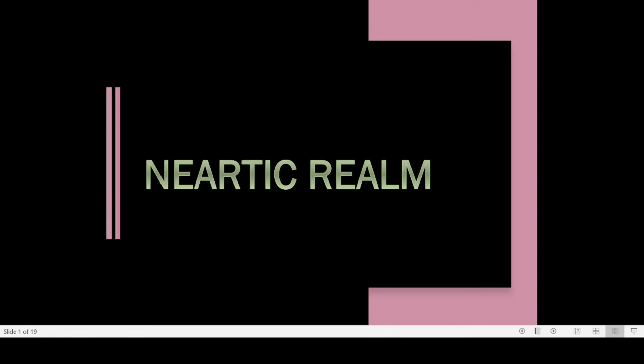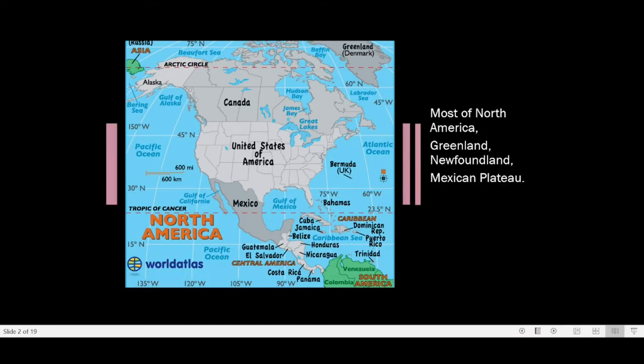So, going to the Nearctic realm, the Nearctic realm basically means the North American region. This is the North American region, and we can see the different areas coming under it. That is most of the North American continent, except the southern tip, Central America and the southern portion of Mexico. Except these two regions, almost all the North American continent comes under the Nearctic realm.